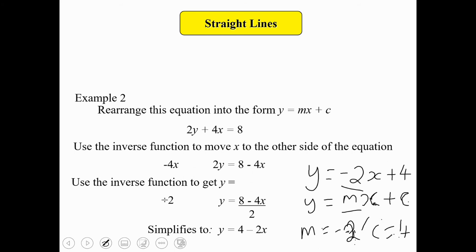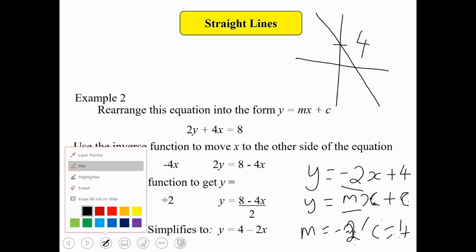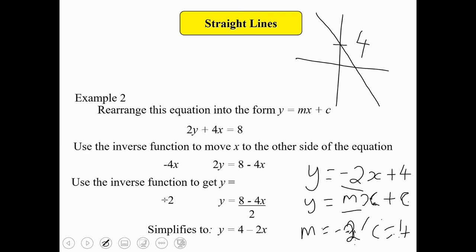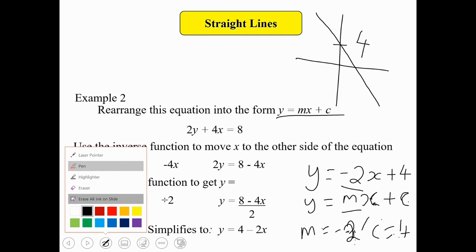So that means if I draw a graph, this line has a negative gradient, so it's going to go downwards, and it would intersect at 4. That's how it would look. But the question didn't ask you to draw. This is just to help me explain. So that's how you'd work out the gradient and the y-intercept. You need to rearrange it. Always make sure it's in the form y is equal to mx plus c. I hope that's clear.